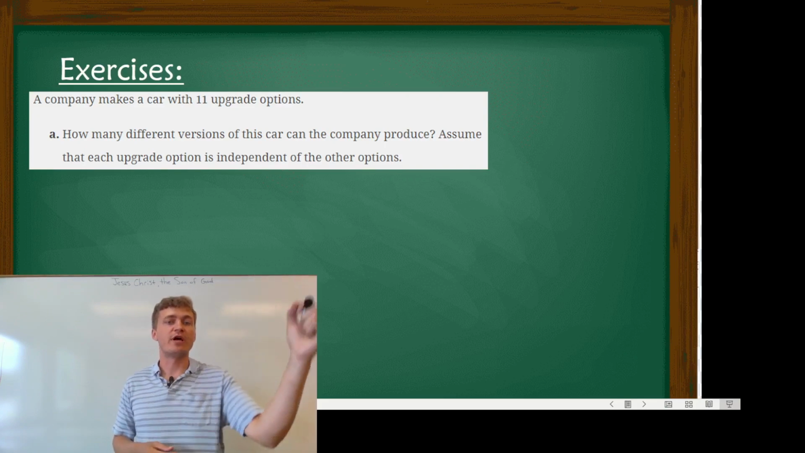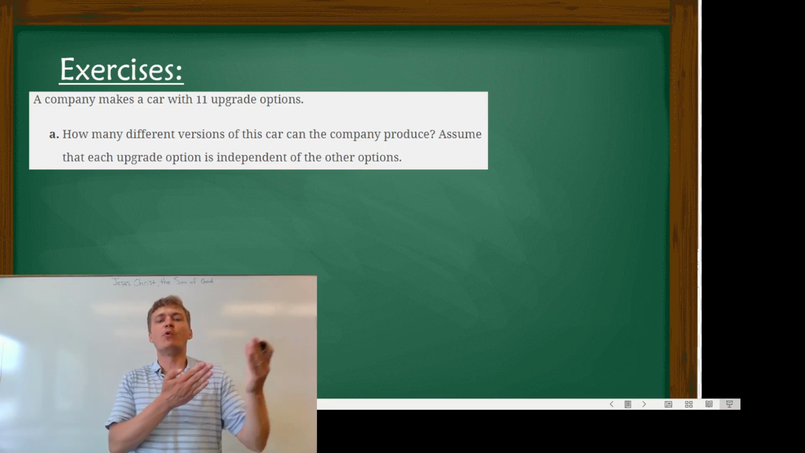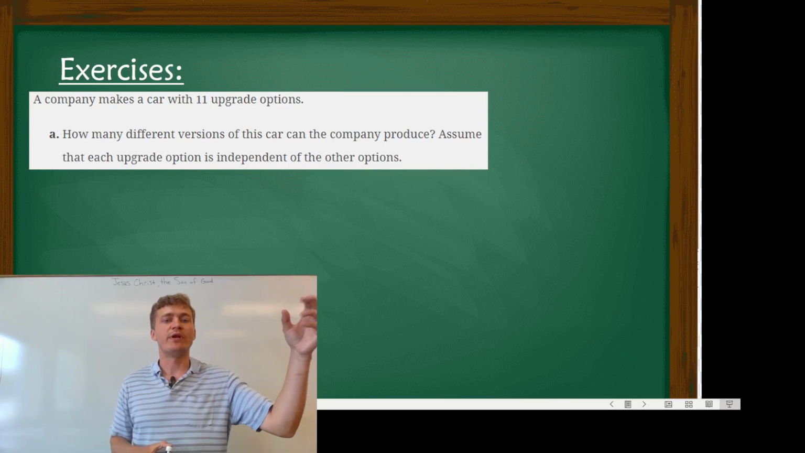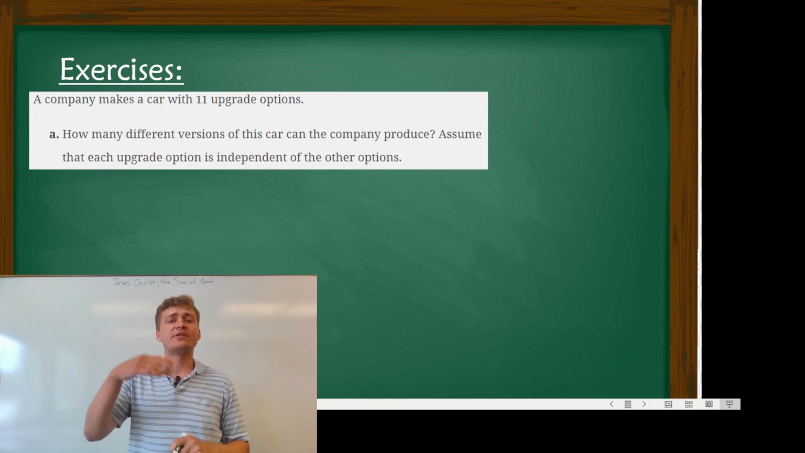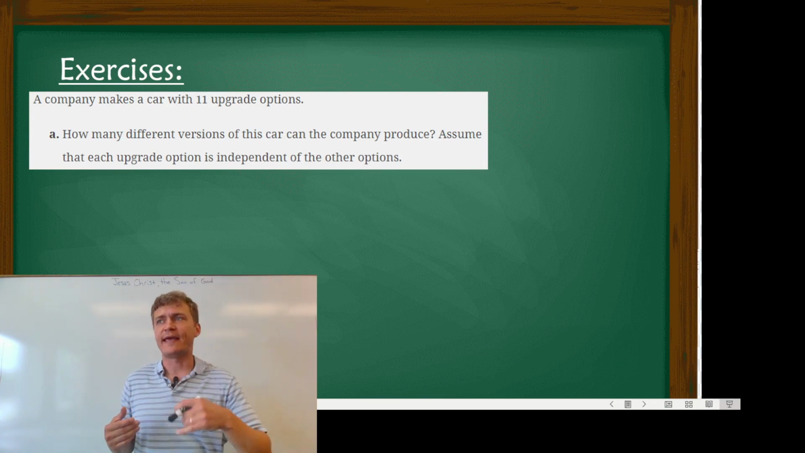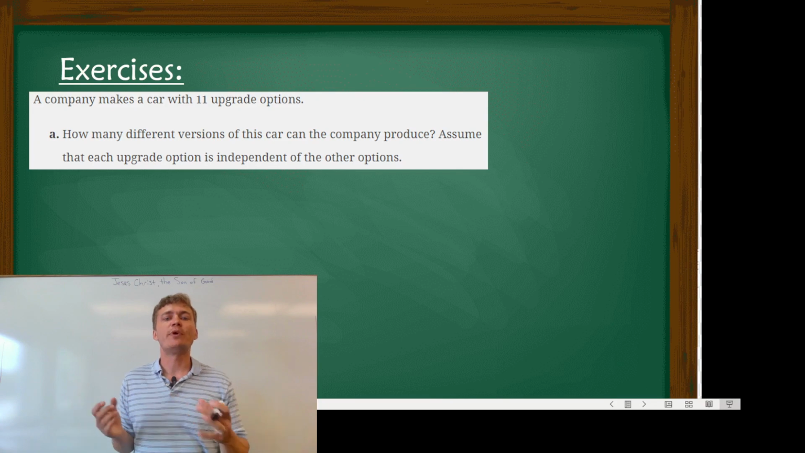Do you want just 3 options? Do you want 7 options? But which of those 3 options do you want? Maybe it's the window, seating, and radio. Maybe it's the radio, the window tint, and the extra space. There's so many different ways you can just choose 3 out of 11. So what are all the different possibilities?